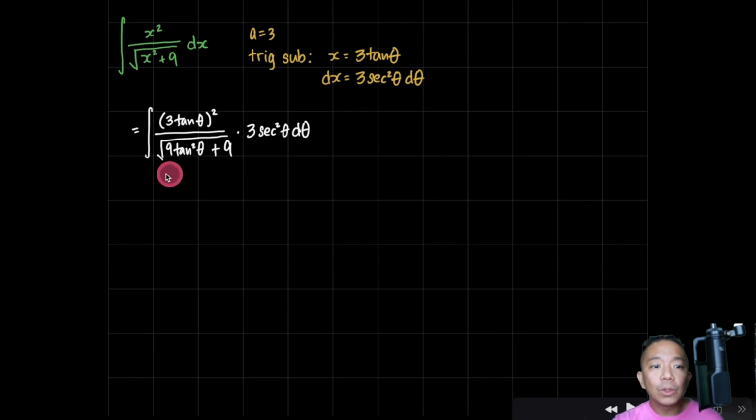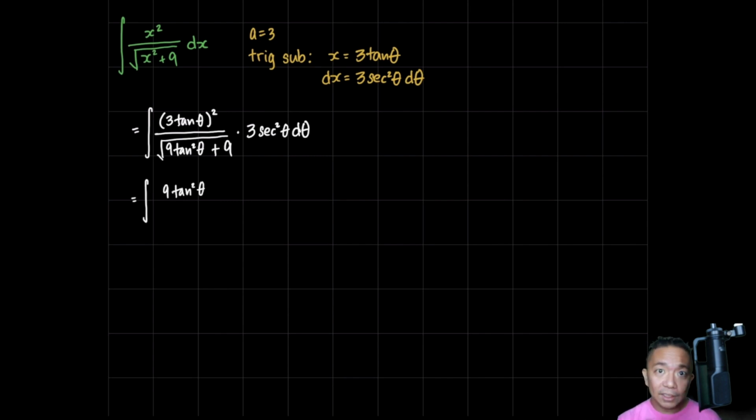Now if we take a look at the denominator, may 9 dito, may 9 dito, that is 3 squared. Pwede natin siyang ilabas nung square root as, well, square root of 9. So we'll rewrite this thing as yung numerator muna, distribute ko na yung square, 9 tangent squared theta. Then yung denominator magiging 3 times the square root of tangent squared theta plus 1. Oops! Tangent squared theta plus 1. May mangyayaring transformation dyan mamaya kasi that is a Pythagorean identity.